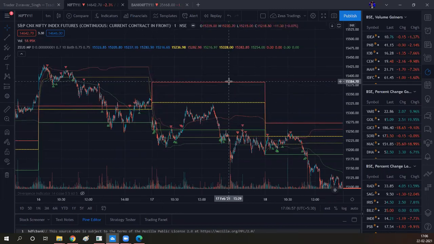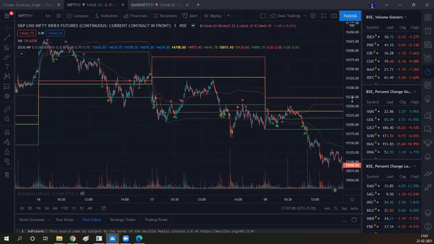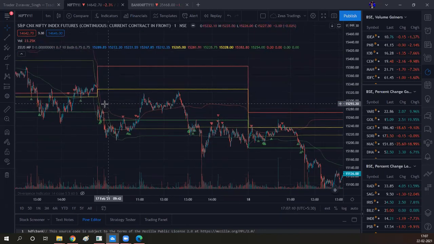So this would be yesterday's value area high. This yellow line here would be yesterday's point of control. And this green line would be yesterday's value area low. And for this day itself, there is a value area high, there is a point of control, and there is a value area low.